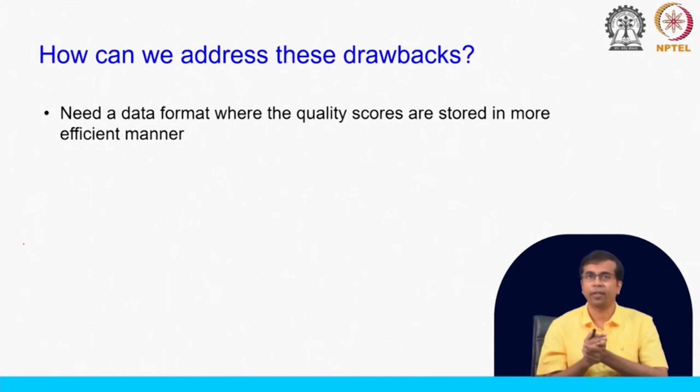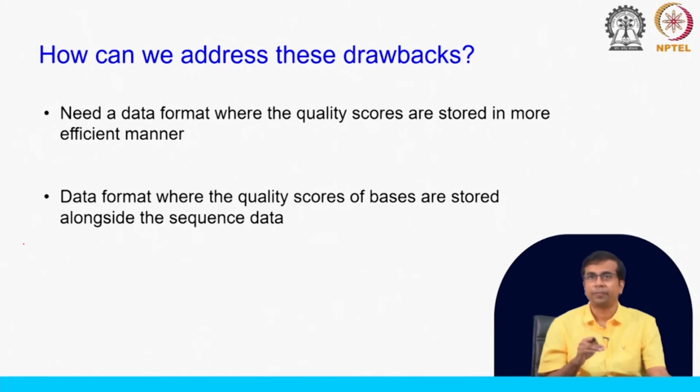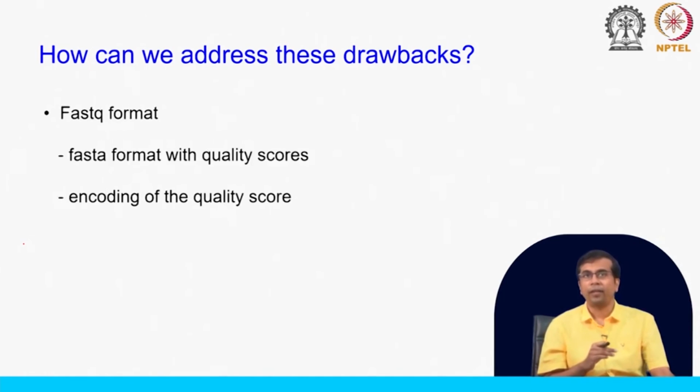So, we need a data format where the quality scores can be stored in a more efficient manner, and also where the quality scores are stored alongside the sequence data. If we can fulfill these two requirements, that will be of great help for us. And it turns out that there is a data format that has been defined now, where you can do this. It is called the FASTQ format.